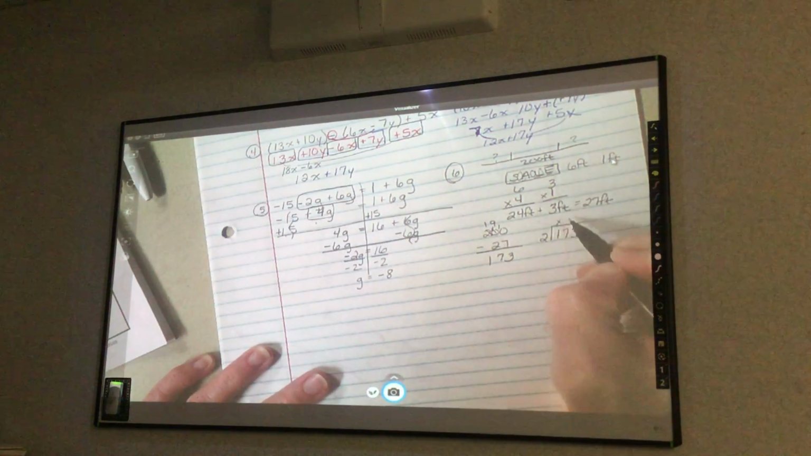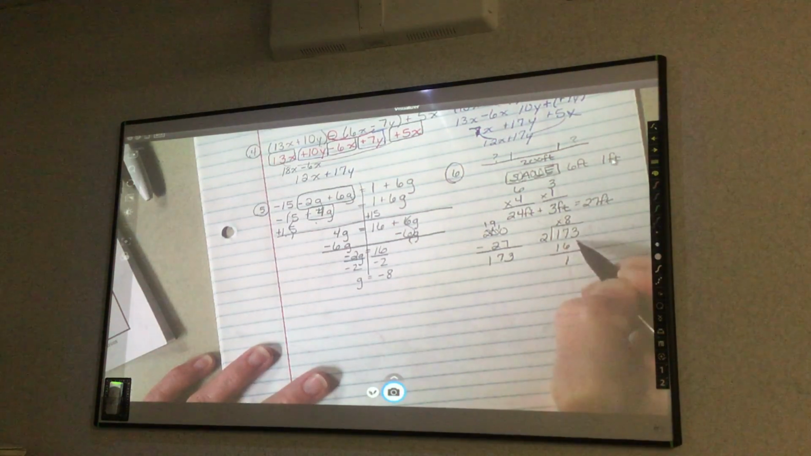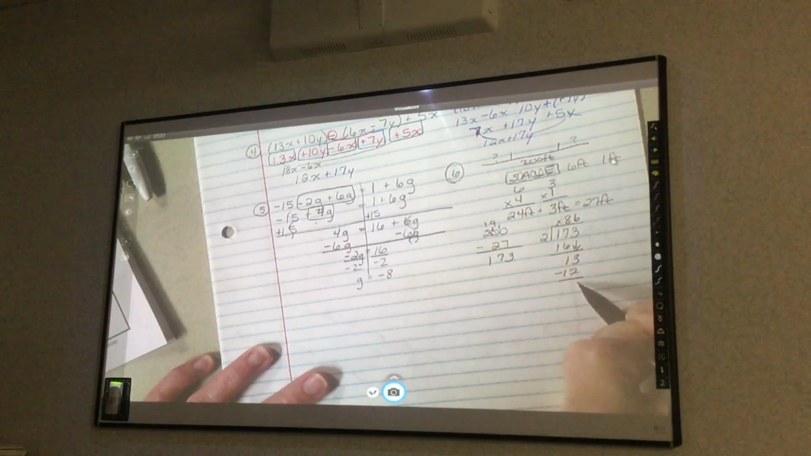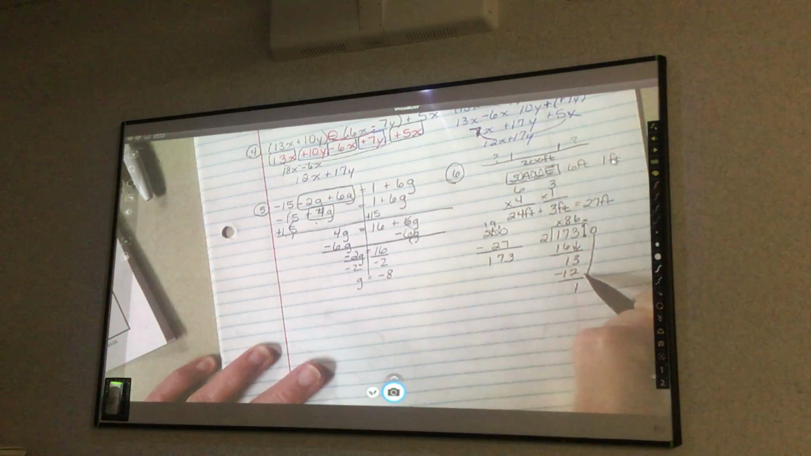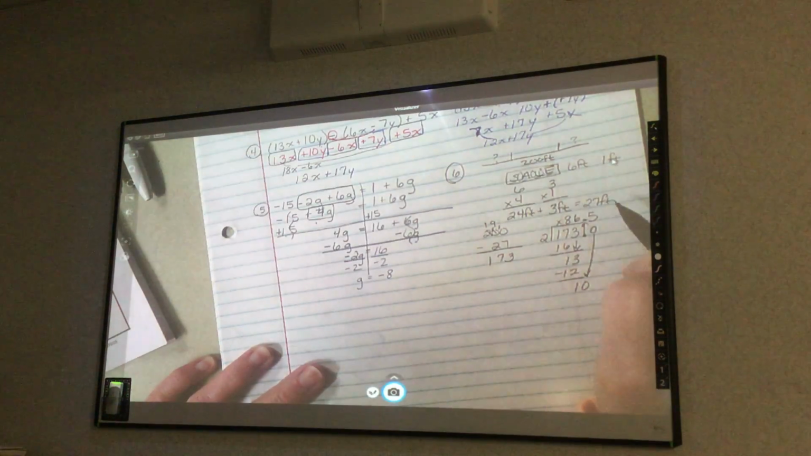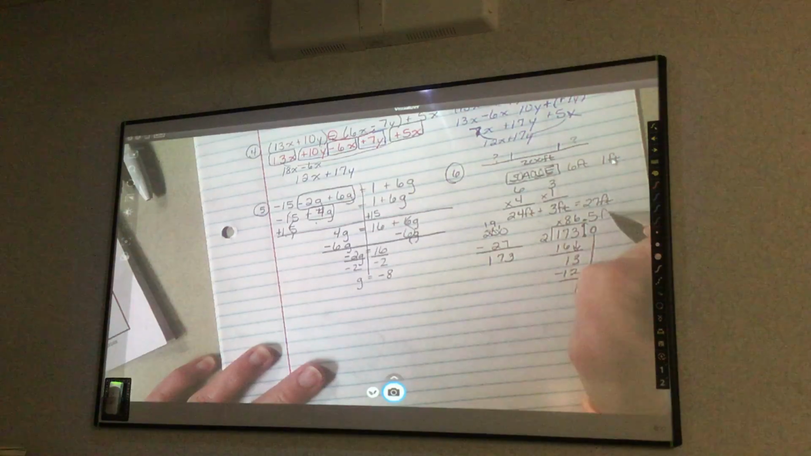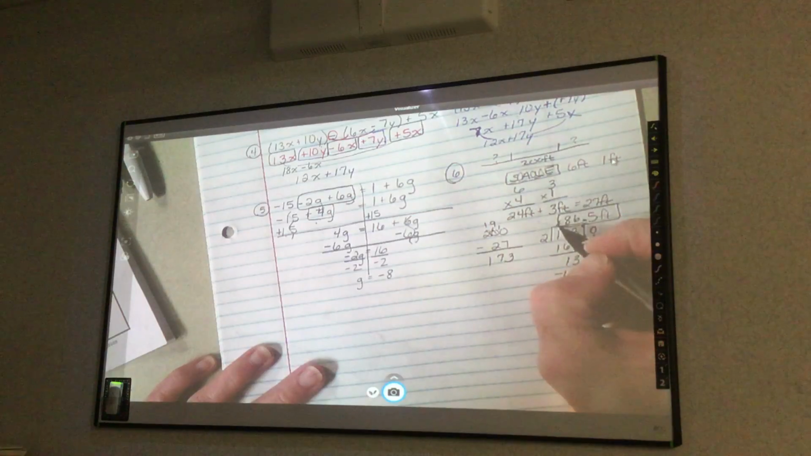2 doesn't go into 1, but it goes into 17 8 times, 1 left, bring down the 3, it goes in there 6 times, 1 left, add a decimal, bring it up, add the 0, so it's 86.5 feet. So 86.5 feet would be on each side.